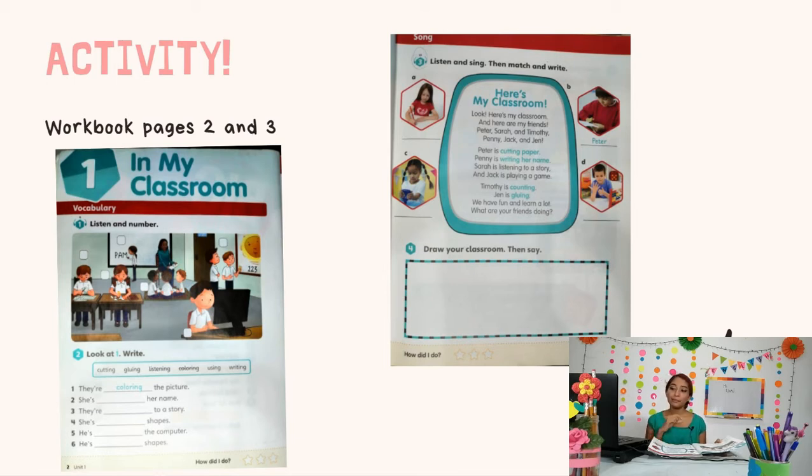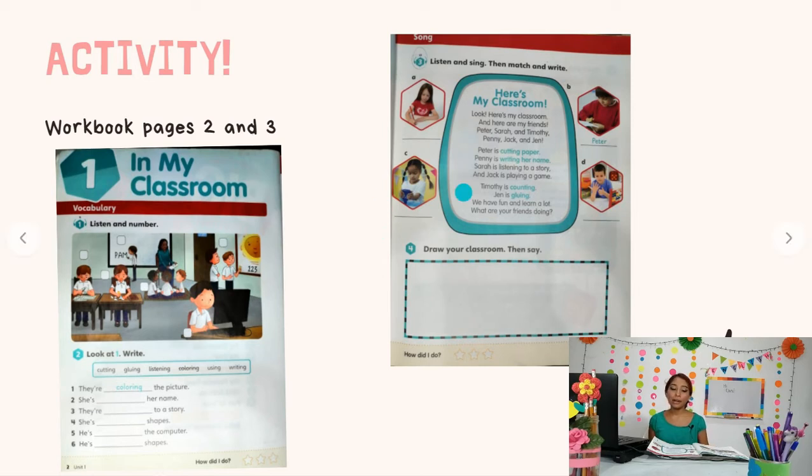Number 2, she's writing her name. Number 3, they're listening to a story. Number 4, she's gluing shapes. Number 5, he's using the computer. Number 6, he's cutting shapes. Okay, so you need to look at the pictures in exercise number 1, because it's already answered. It would be easier for you. You need to pay attention to the number that you already wrote. If you can do this activity, you need to check if you did it right, or maybe some of the answers are wrong. Okay, so these activities are connected.